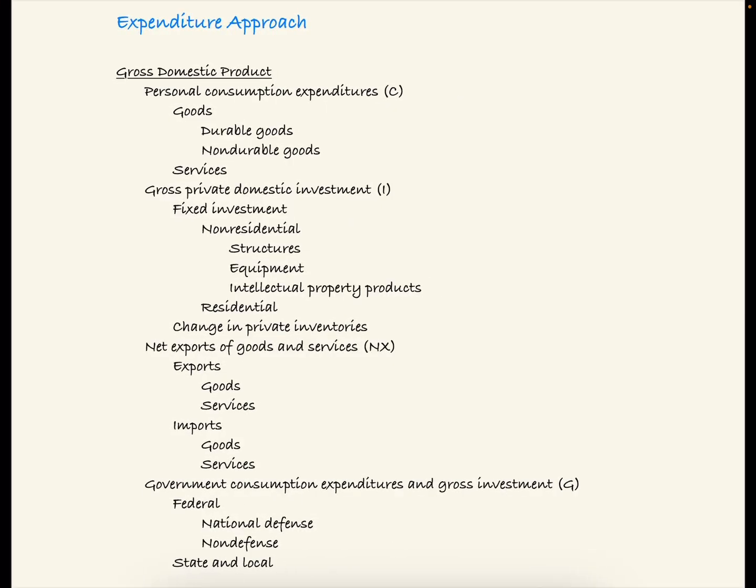Next is the expenditure approach calculation. With the expenditure approach, GDP is the summation of personal consumption expenditures, gross private domestic investment, net exports of goods and services, and government consumption expenditures and gross investment.